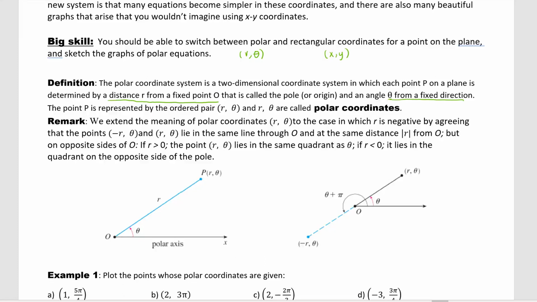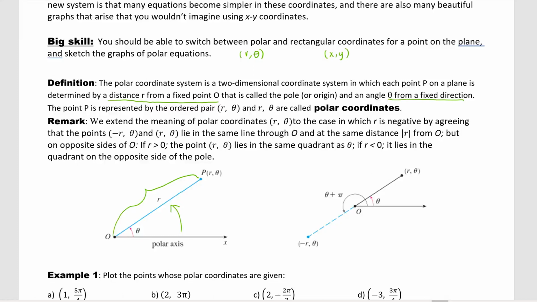Okay, so now let's say this is our point P. r is the distance from the point P to the origin O. And theta is the angle made with the positive x-axis, counting counterclockwise. So if you have an angle here, theta is positive, but if you have an angle here, then the angle is negative.